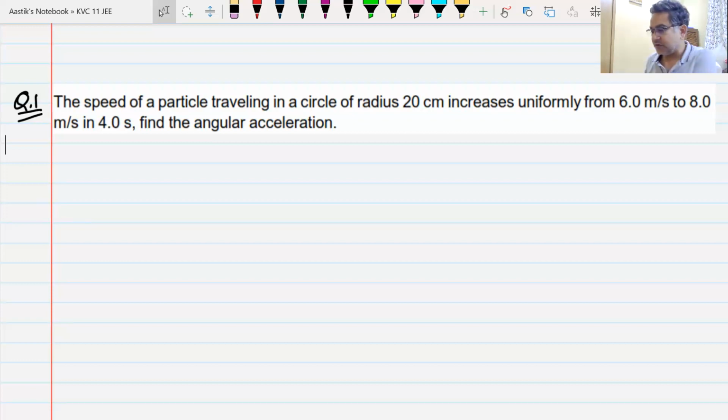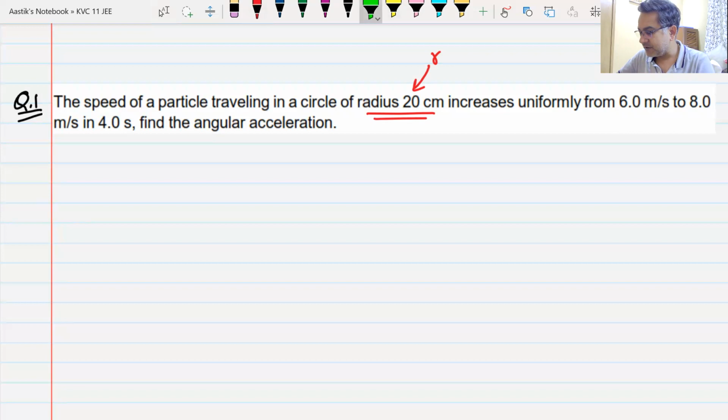How are you supposed to do this? There are two different ways in which you can do this. First of all, let us try to understand what all things are given here. Radius of the circle, so R is given. The only thing here is R is given in centimeters and not in meters. So that is what you have to remember.